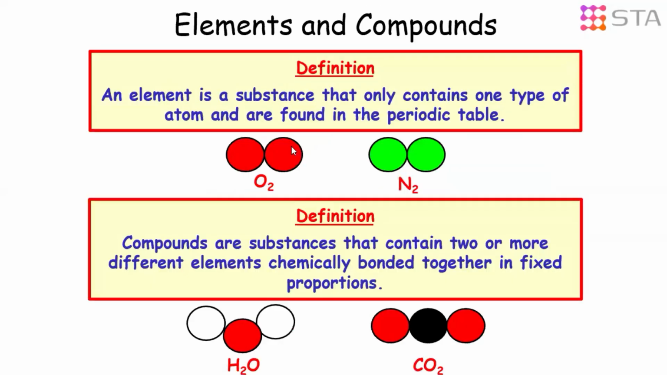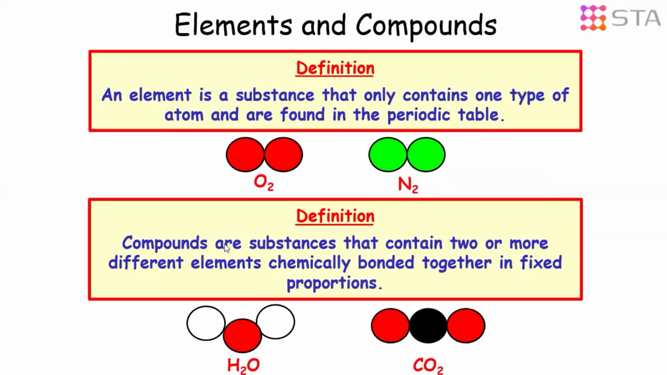Okay, so let's recap the definitions for elements and compounds. An element is a substance that only contains one type of atom and are found in the periodic table. And if we look at the particle diagrams here, we can see that for oxygen, the atoms are the same type, one type. So this is an element, and it's the same for nitrogen too.